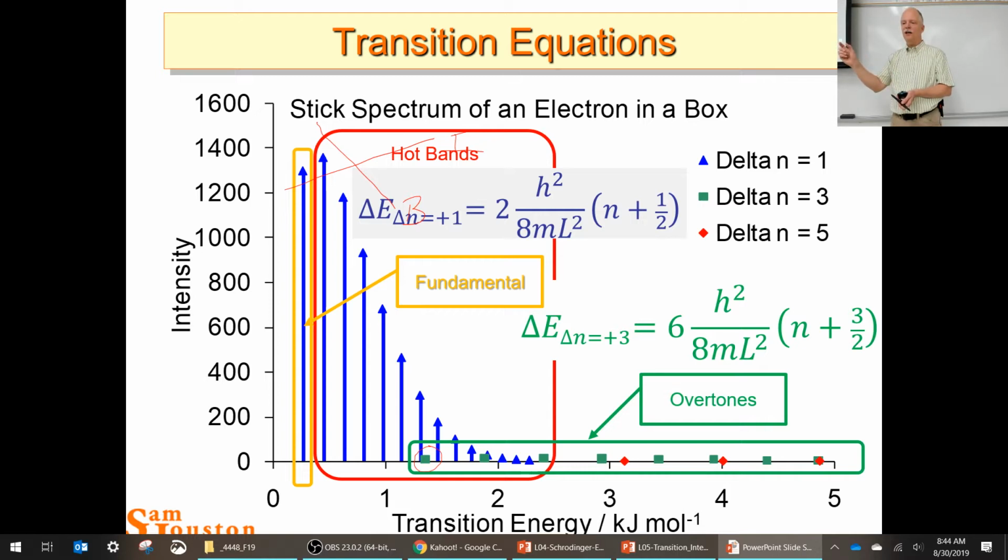6. Notice how the green peaks are spaced further apart. That's that factor of 6 that you're seeing. So the blue are spaced 2 times that constant. The overtones are spaced 6 times that constant. What about delta n equals 5? I'll leave that to you on your own to figure out what that spacing is. Notice it's further than the green. Okay, but you can figure out what that relative spacing is in the delta n equals 5s.